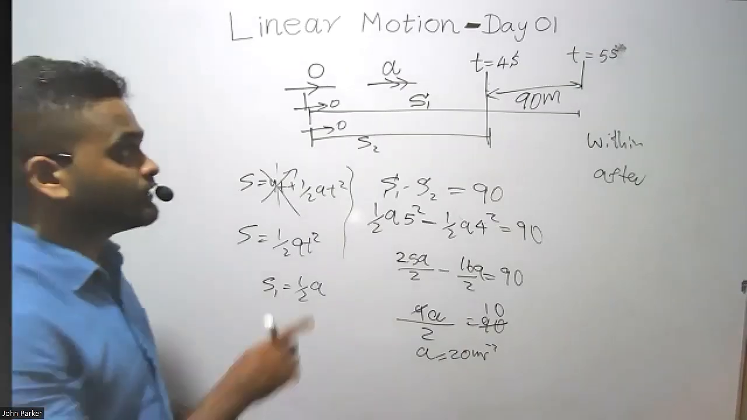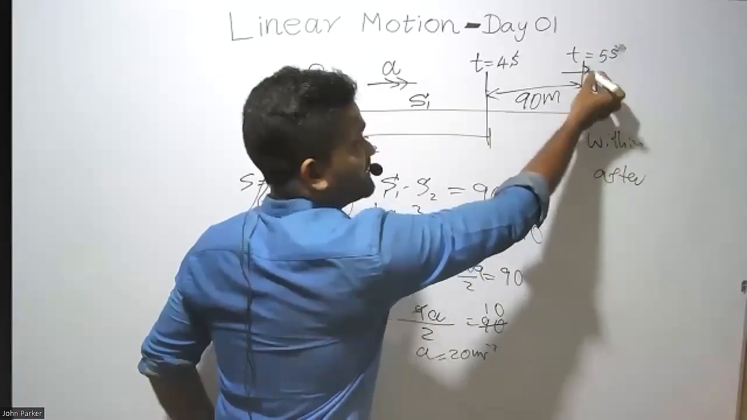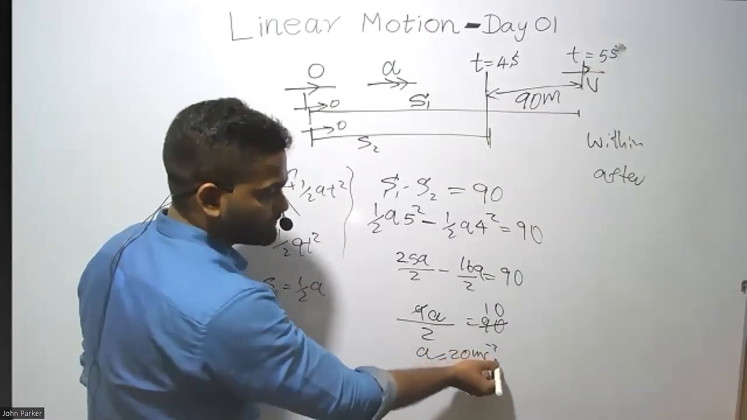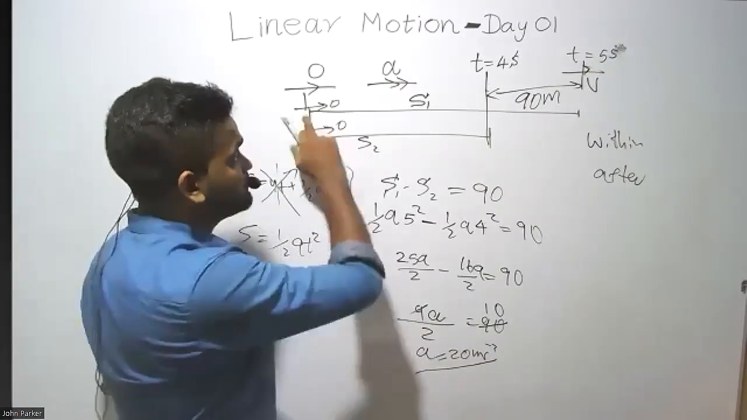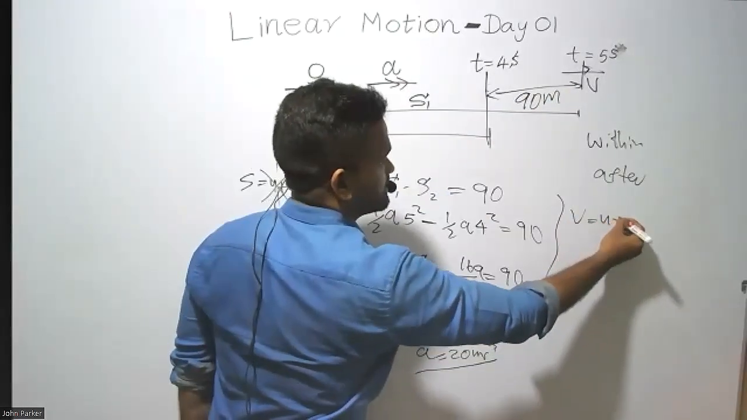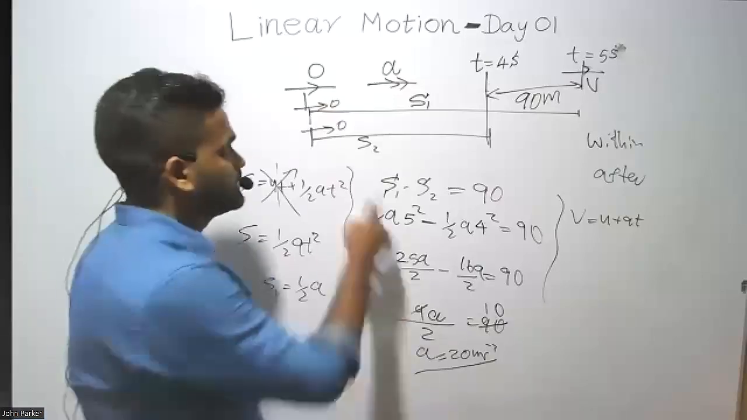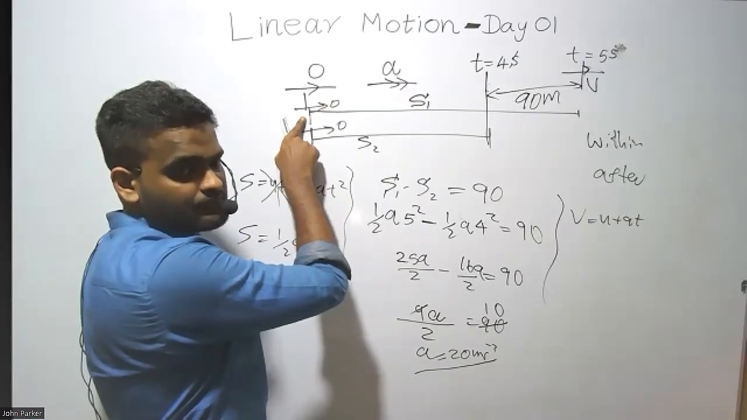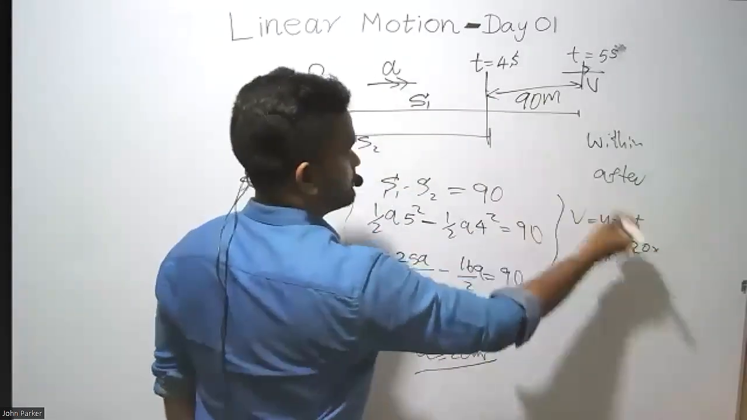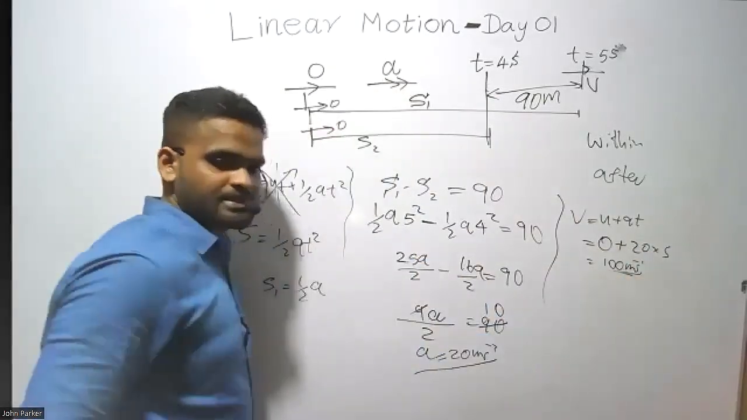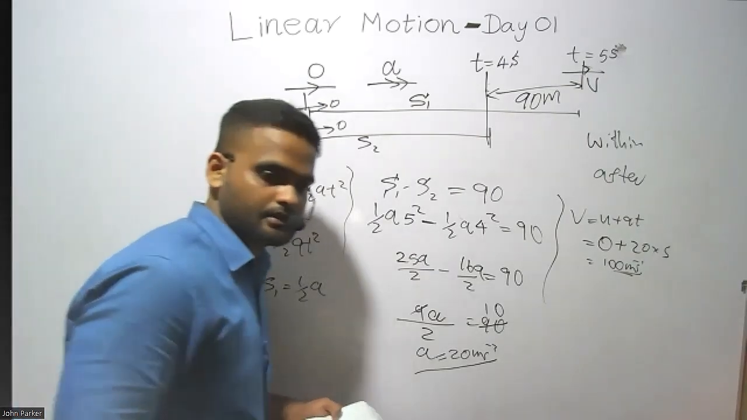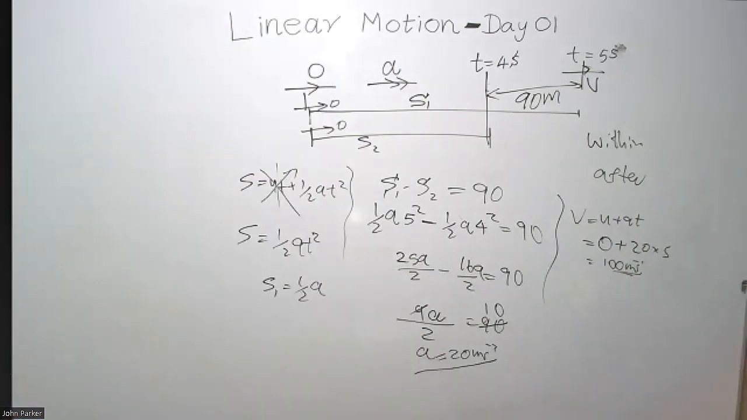What do they ask? What they ask is the final velocity at the 5th second. Since we found the acceleration and we know the time, just apply the equation. This is the equation, right? V equals U plus at. Here initial velocity is 0, acceleration we found is 20, and the time is 5. So it should be 100 meters per second. That's the 4th answer, right? You can take it down.